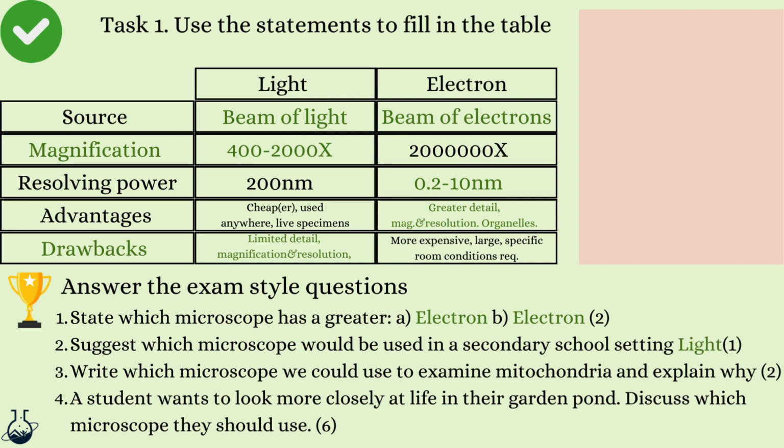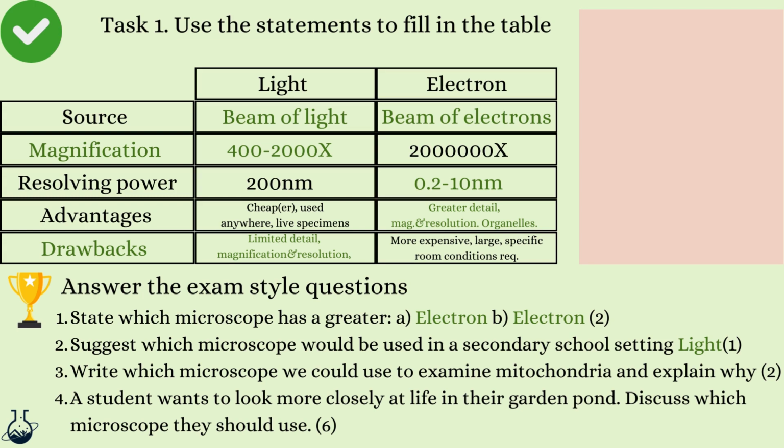Question 2. Suggest which microscope would be used in a secondary school setting for 1 mark. Due to the accessibility, this would be a light microscope. Question 3. Write which microscope we could use to examine mitochondria and explain why. 2 marks now, 1 for simply writing the name and 1 for an explanation.